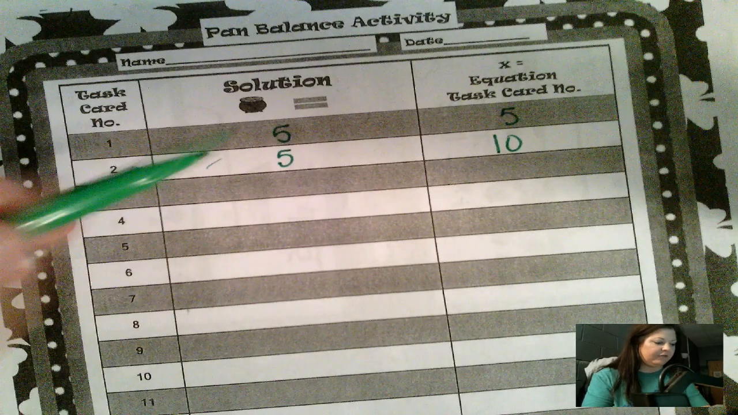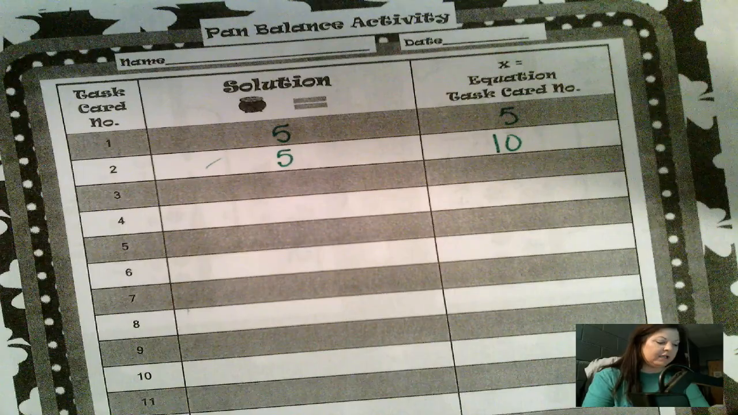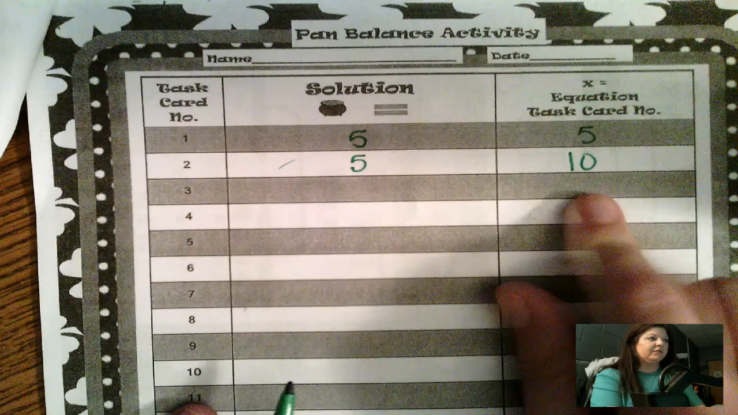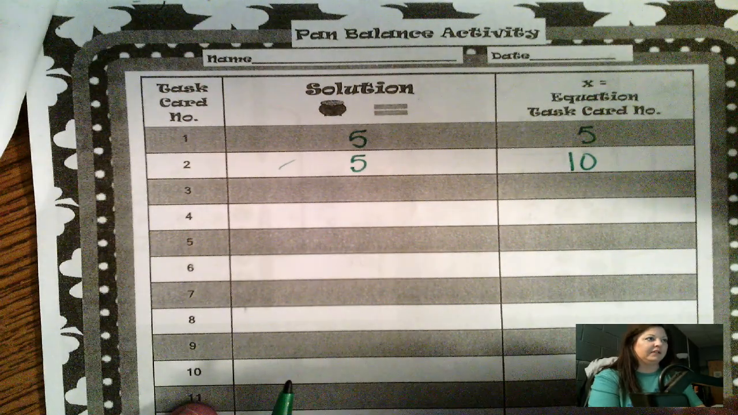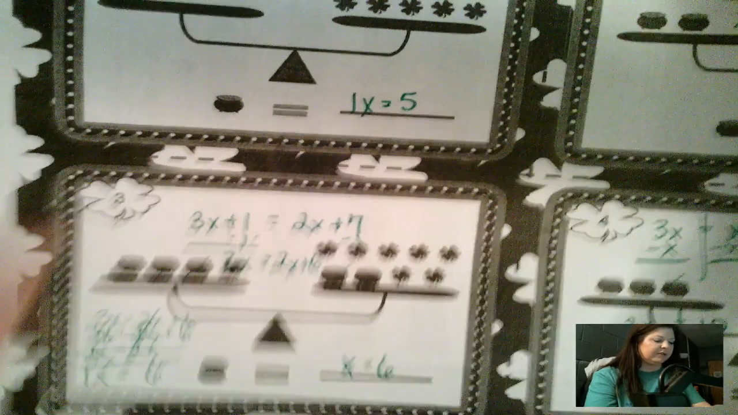So I have 1 pot of gold equals 5, and my equation is task card 10, okay? Now let's look at number 3. It looks like it's 3x plus 1 is equal to 2x plus 7.